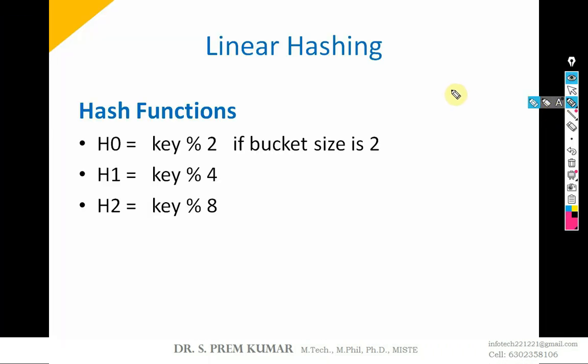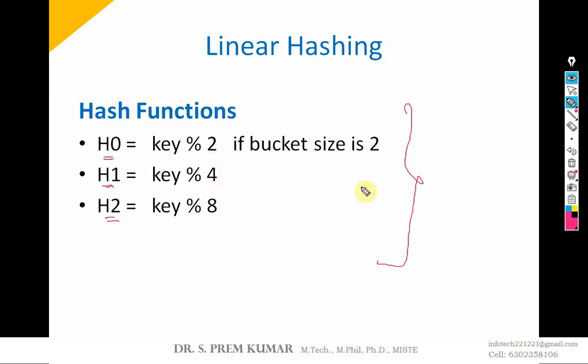Let us go with an example of linear hashing. Before going to an example, the first point we need to know is that we are using hashing functions. We will be using multiple hash functions. H0 is a hash function, key mod 2. Key is nothing but some data, data mod 2. H1, hash function 1, is key mod 4. H2 is key mod 8. So key mod 2, key mod 4, key mod 8.